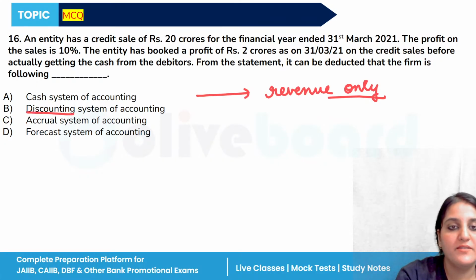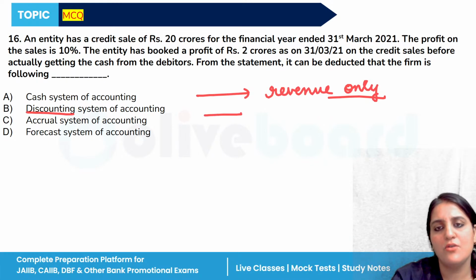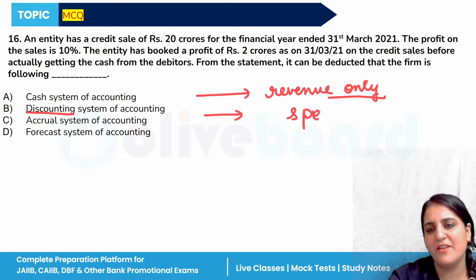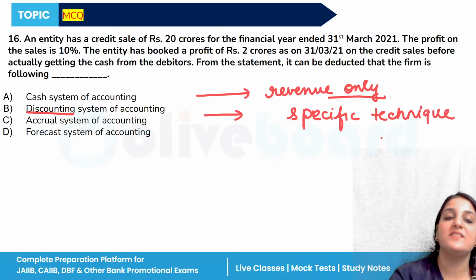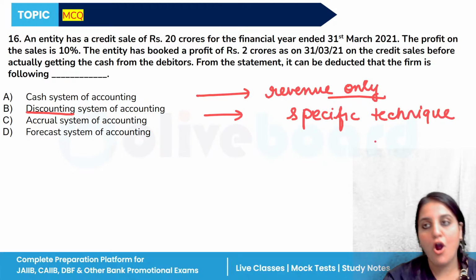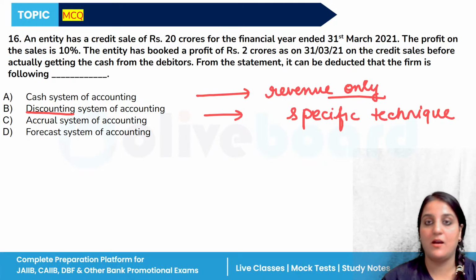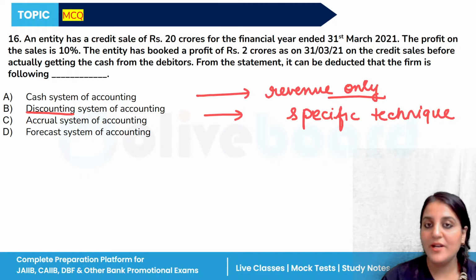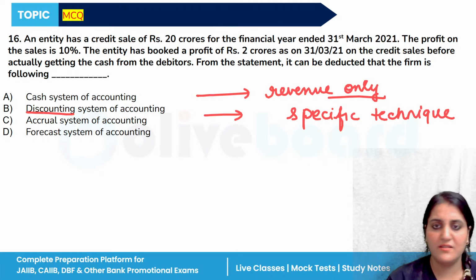And if we talk about the discounting system of accounting, it is not a generally recognized accounting method. It might refer to specific techniques used by certain industries or in some situations, but it is not a fundamental accounting principle. This is also incorrect because there is no indication that the company is using a discounting system in this scenario. There is nothing given.